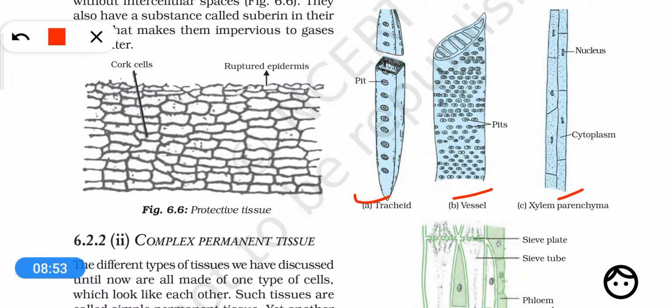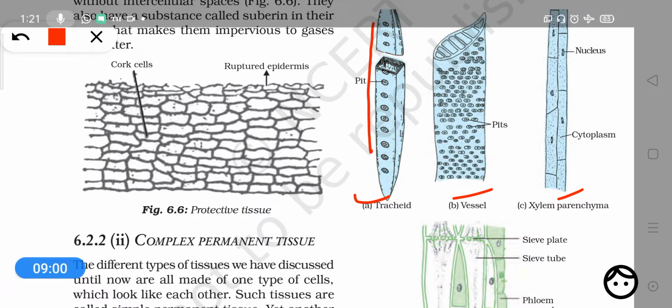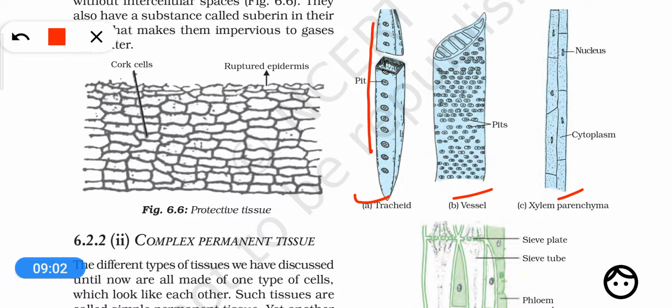Right, let's talk about xylem tracheid. So xylem tracheid is long elongated cell with pointed ends. Right, it has highly thickened cell wall. Right, it is a dead cell, and its function is to conduct water.